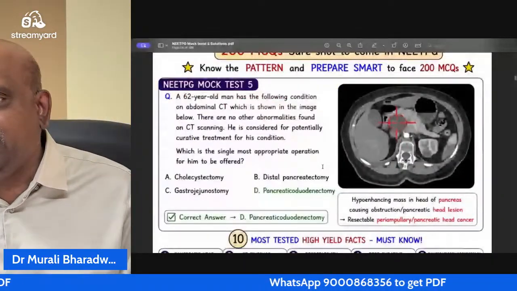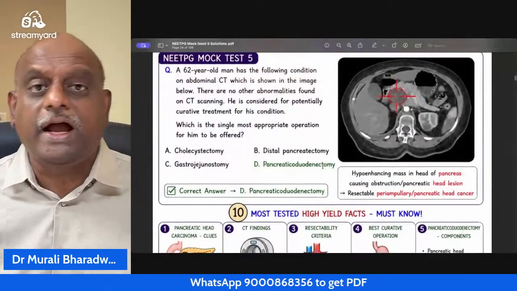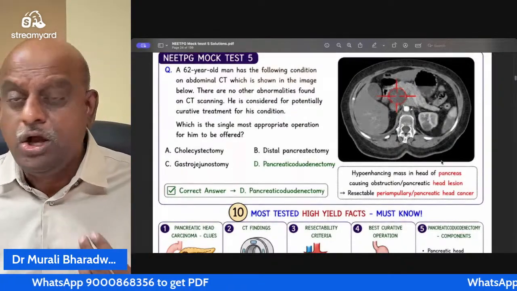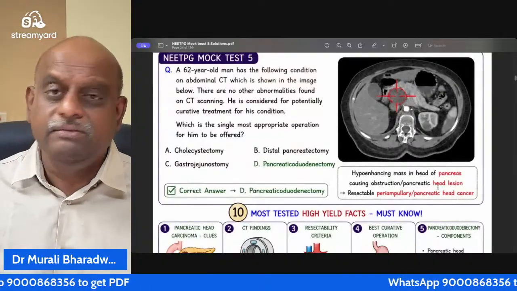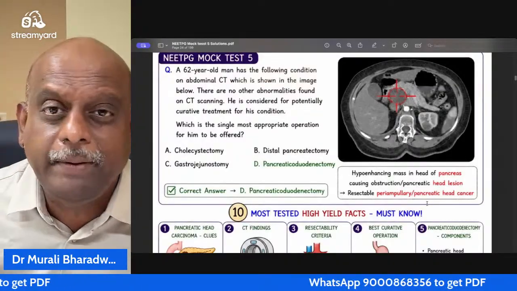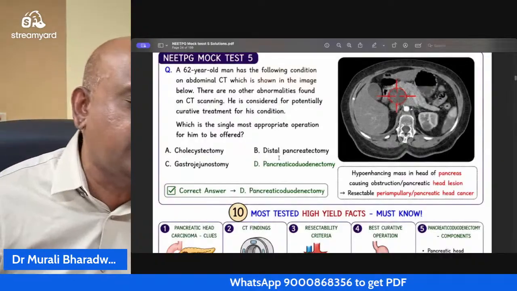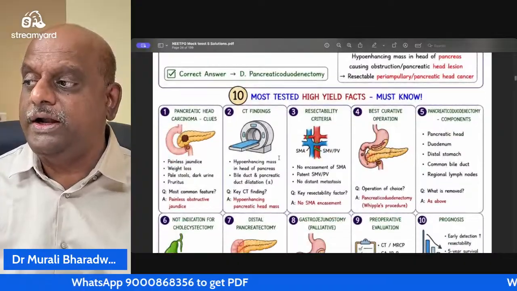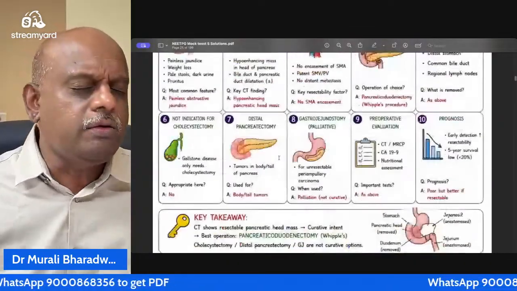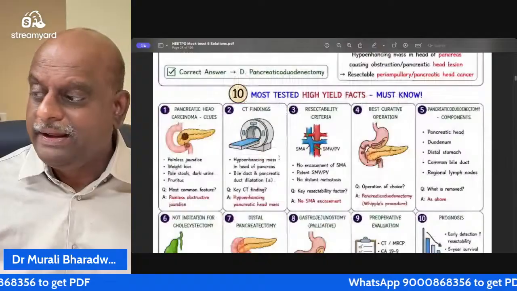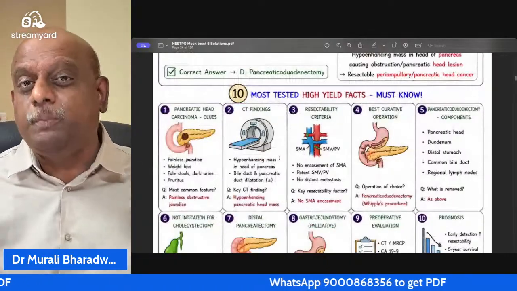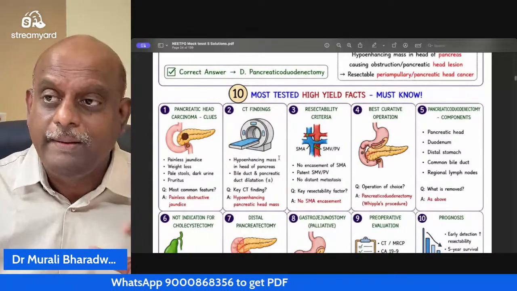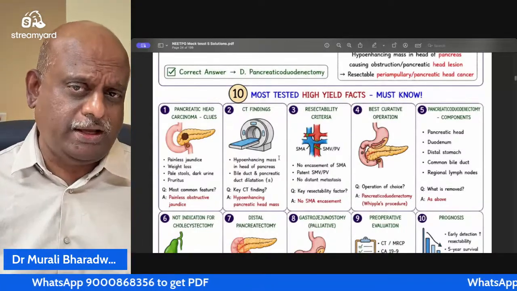A 62-year-old man who is having a hypo-enhancing mass lesion in the head of the pancreas, which is causing obstruction of the pancreatic duct. So, resectable periampullary pancreatic head cancer needs to be treated with pancreaticoduodenectomy, Whipple surgery, which is what you need to basically remember. So, what is the most important resectability criterion? No involvement of the superior mesenteric artery is essential to call pancreatic cancer a resectable tumor, which is what we need to remember.